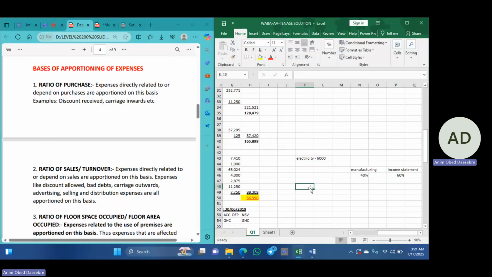So to compute the electricity amount to be taken towards each, this electricity is an indirect expense, right? The non-factory overheads will go to the income statement. Do you get it? Because it is not going to the factory or the production department. And this one is factory overheads, and of course it will go to the production department.